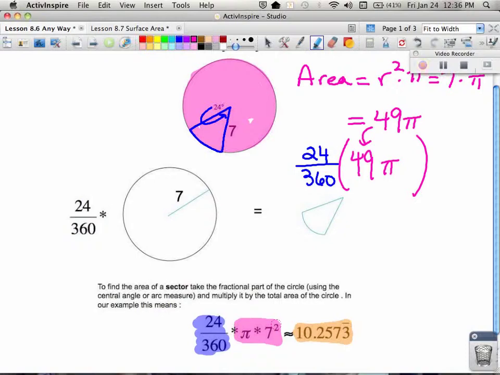So to find the area of what they call a sector, which is what I have been calling the pie piece, you take the fractional part of the circle using the central angle measurement, or the arc measurement, and multiply it by the total area of the circle. So the sector gets multiplied by the fractional part of the circle, which was the 24/360, and then you multiply it by the total area of the circle, which was the 49 pi. Our end result being 10.26 roughly.